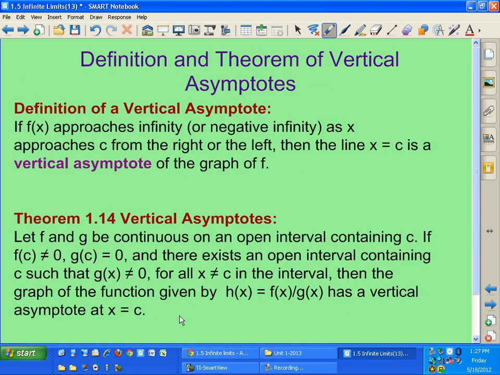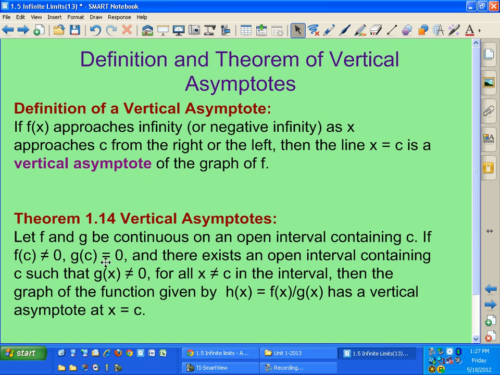So then we have a definition of a vertical asymptote, and we've dealt with vertical asymptotes for many years at this point in time. Basically, a vertical asymptote is the function approaching infinity or negative infinity as it approaches the value of c. So as it approaches some value and the graph goes up to infinity or down to negative infinity, that is what we are defining as a vertical asymptote.